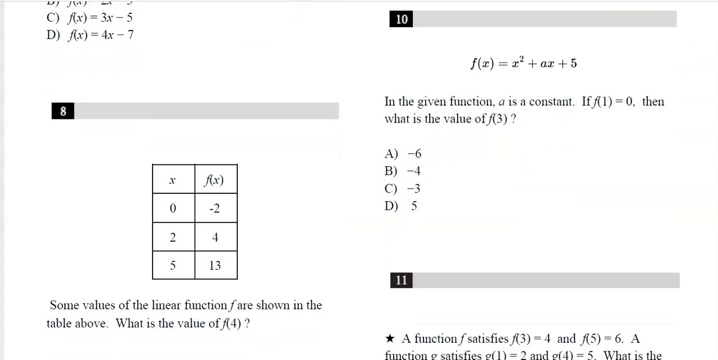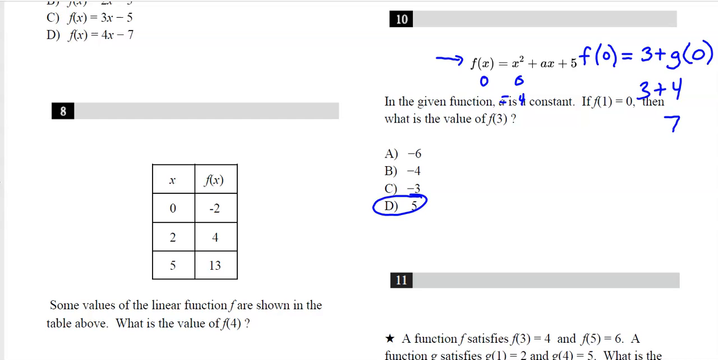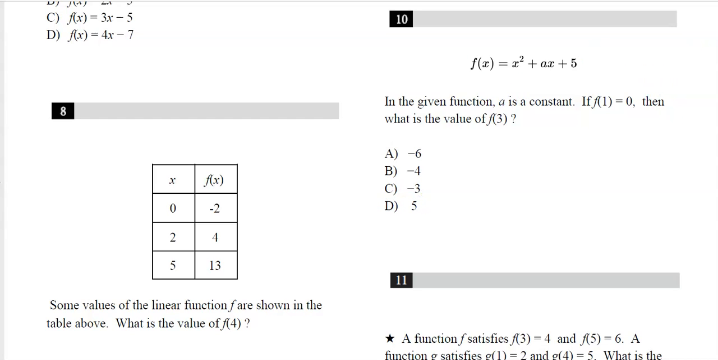Number 10, this is another one of those problems where you have to do a step to get a and then plug it back in to get the final answer. So they give me a clue. They say when x is 1, f of 1 is 0. So let's go up here and plug 1 in. When x is 1, I get 1 squared plus 1 times a, which is just a, plus 5. I clean that up a little bit: f of 1 equals 1 plus a plus 5, which is a plus 6.